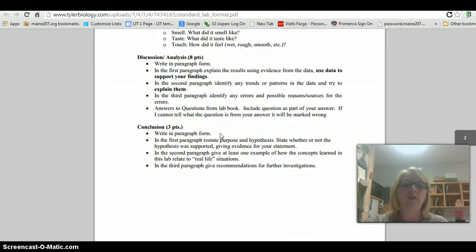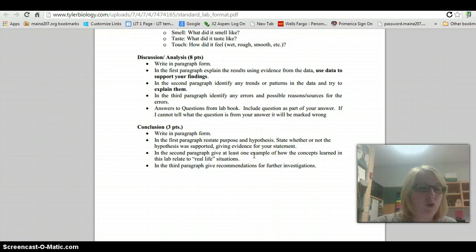And we're going to look at what you do for a conclusion. This is 3 points. It's 3 short paragraphs, very short, and they have to be done exactly like this. In the first paragraph, you restate the purpose and the hypothesis. That means you restate it. Say it again. State whether or not the hypothesis was supported. This is not where you say, oh, I'm right or I'm wrong. No, you want to say, my hypothesis was supported, and you give evidence for why you think that is true.